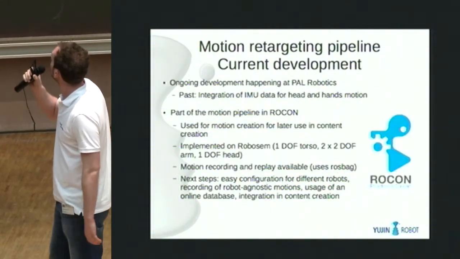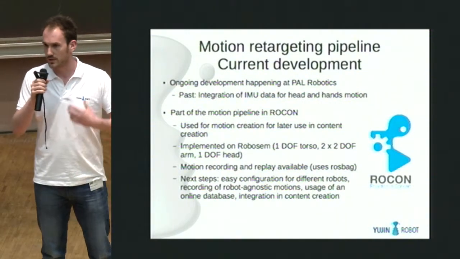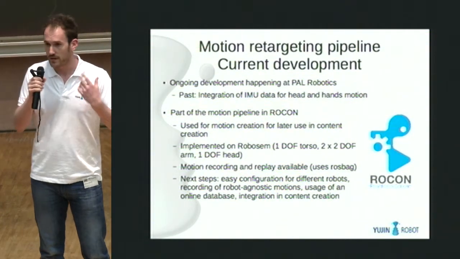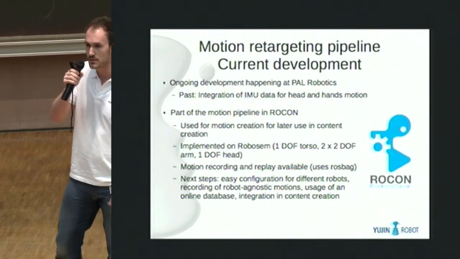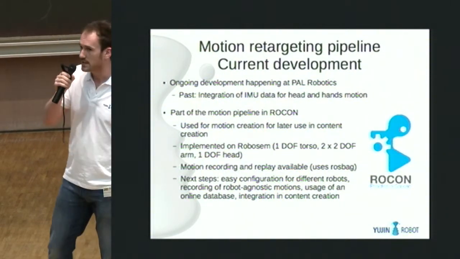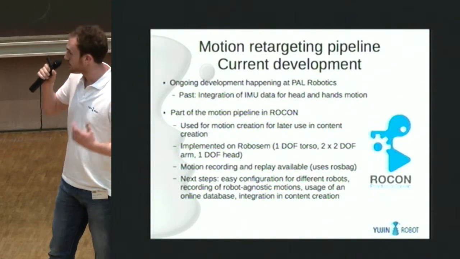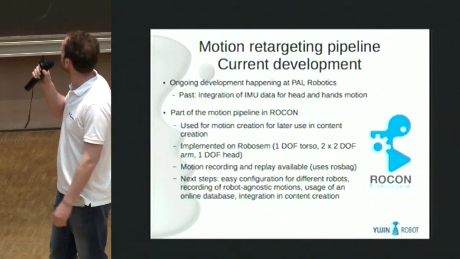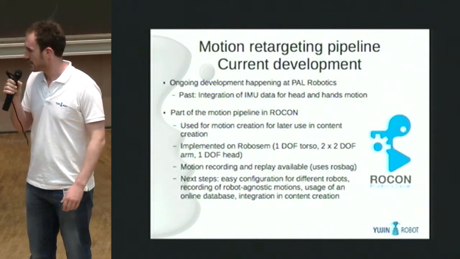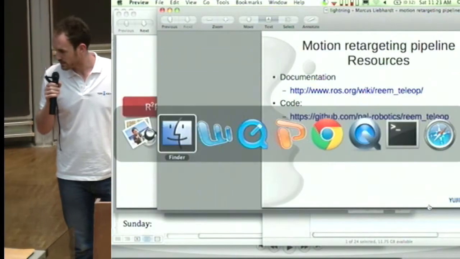At PAL Robotics, they have been developing it further and further. For example, we use the OpenNI tracker for the input motion, which doesn't have any information about head and hand orientation, so they integrated IMU data for that. And now we started to use it again at Eugene Robot. It's part of the RosCon project, where we use it with a different robot. We already added motion recording and motion replay, and there are a couple of future projects we want to do. Now I'll stop and move on to videos, to show you some snippets, which is more interesting than me talking here.